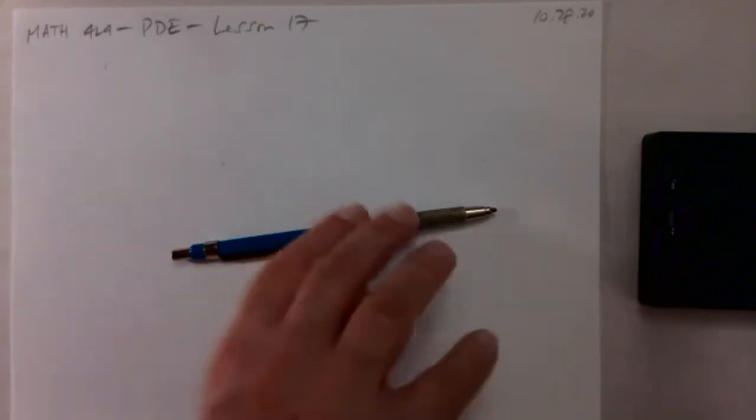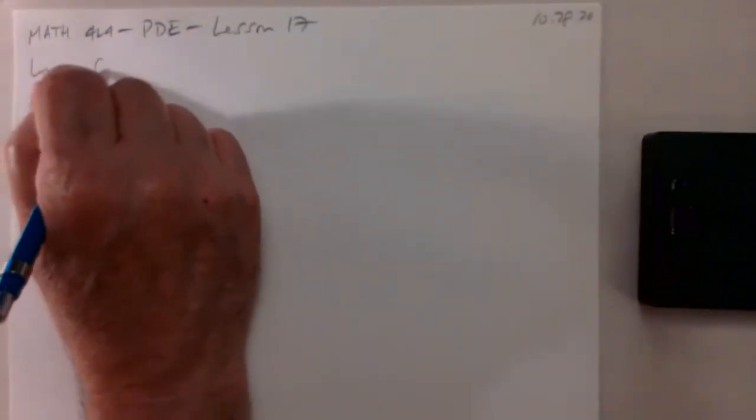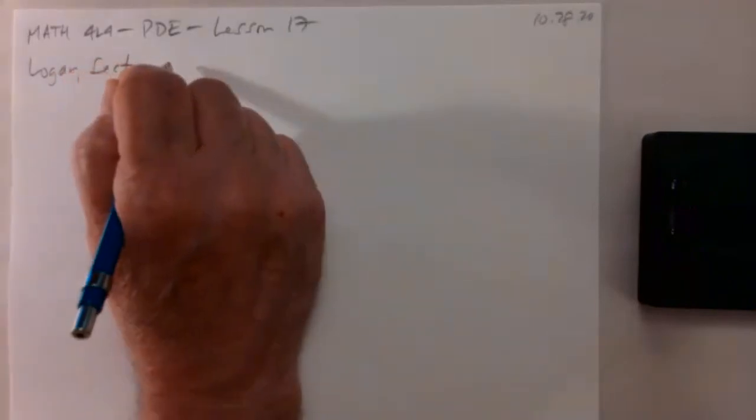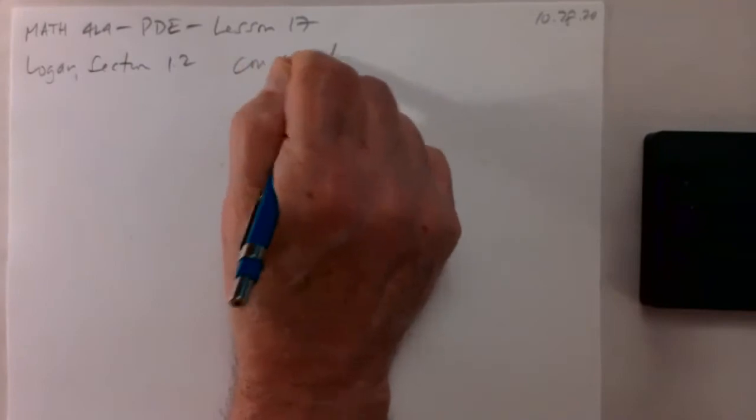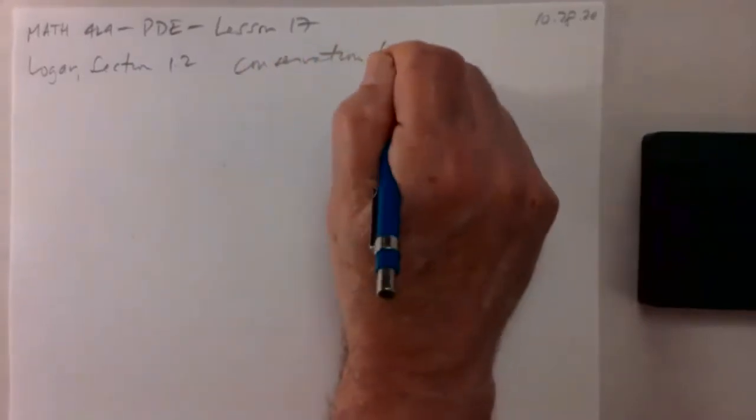So I haven't even started to talk about that section yet. That's what I'm going to do today. So let me discuss the conservation laws and then we'll go back and look at that. Okay. So what I want to cover today from the Applied Partial Differential Equations book of Logan is section 1.2 on conservation laws.